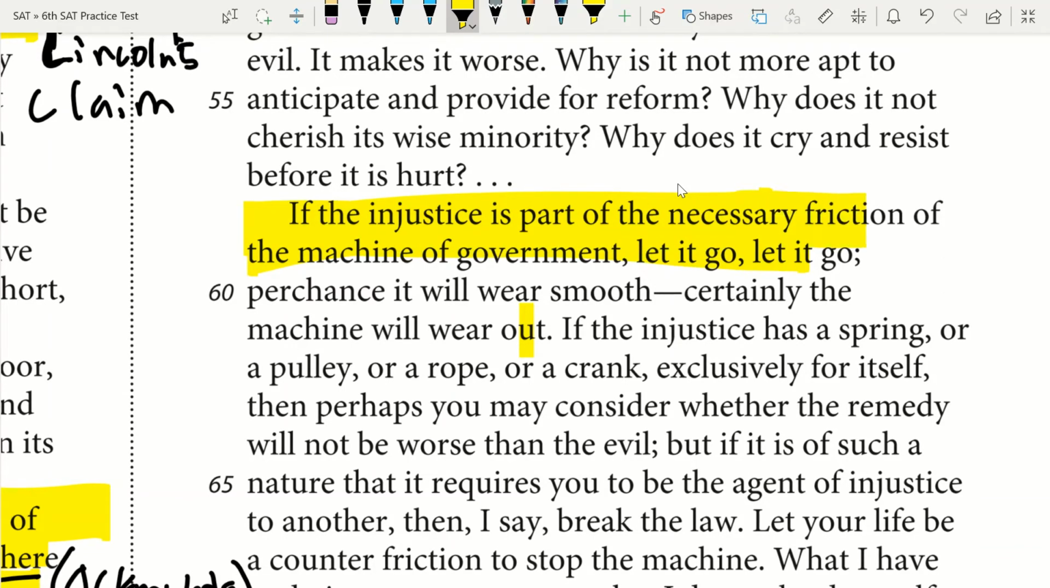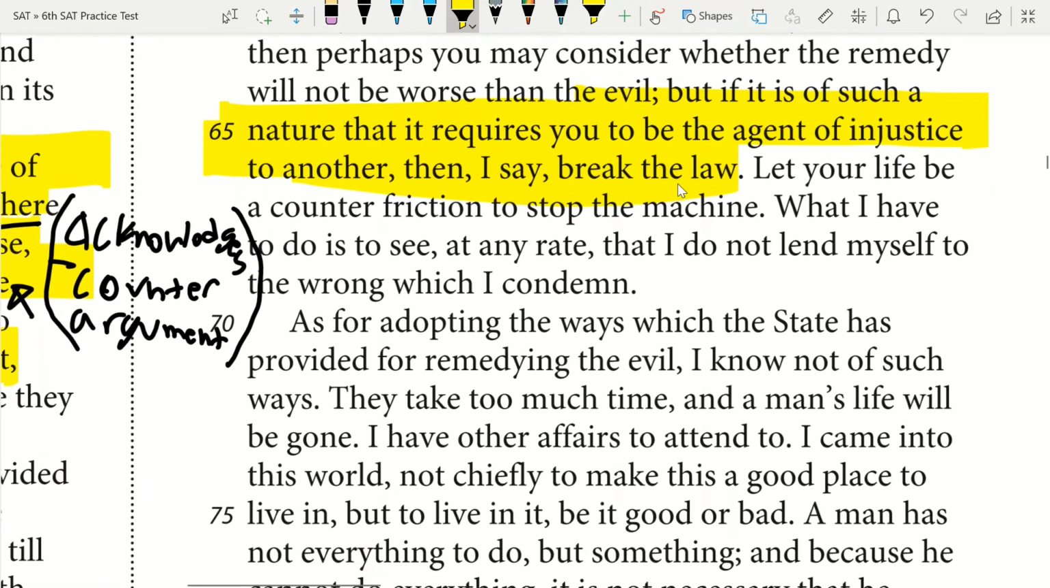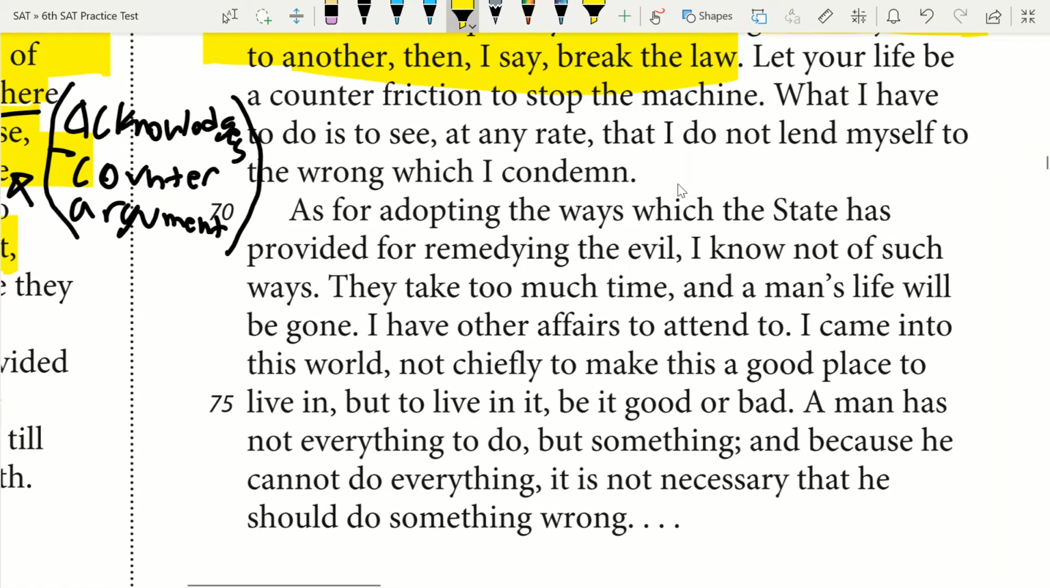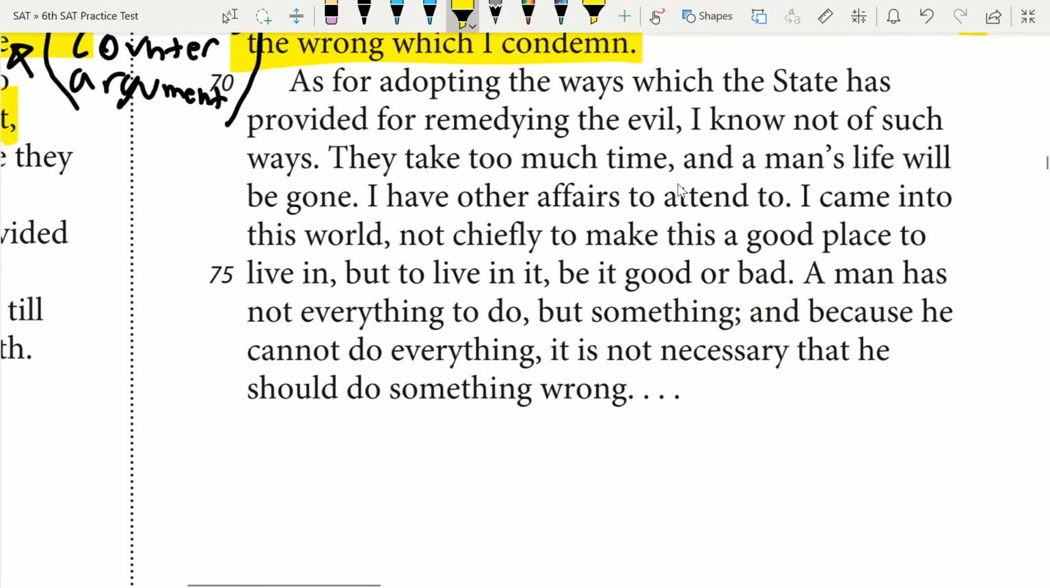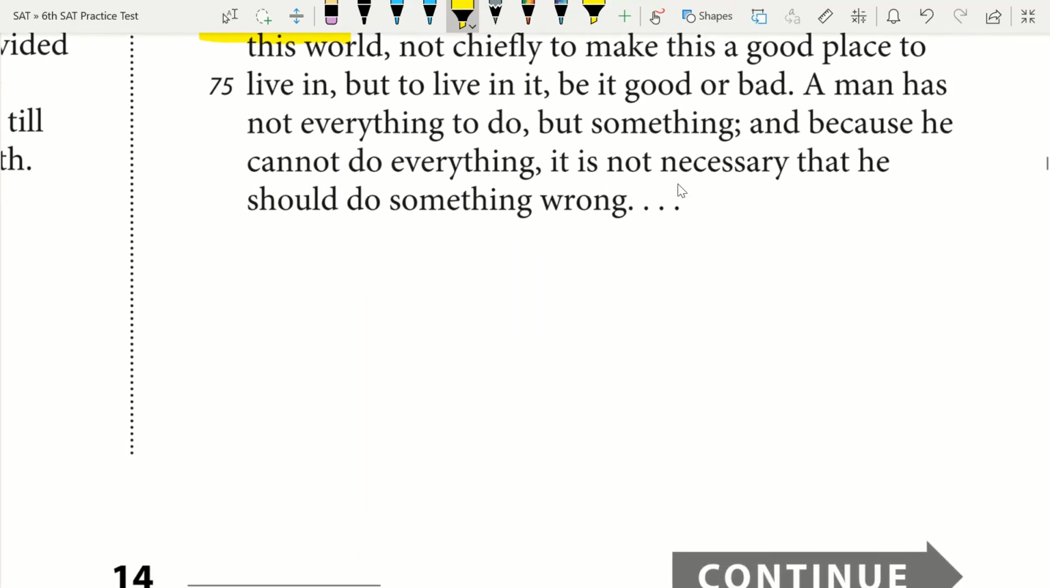If the injustice has a spring, or pulley, or a rope, or a crank, exclusively for itself, then perhaps you may consider whether the remedy will not be worse than the evil. But if it is of such a nature that it requires you to be the agents of injustice to another, then I say break the law. Let your life be a counter friction to stop the machine. What I have to do is to see at any rate that I do not lend myself to the wrong which I condemn. As for adopting the ways which the state has provided for remedying the evil, I know not of such ways. They take too much time, and a man's life will be gone. I have other affairs to attend to. I came into this world not chiefly to make this a good place to live in, but to live in it, be it good or bad. A man has not everything to do, but something, and because he cannot do everything, it is not necessary that he should do something wrong.